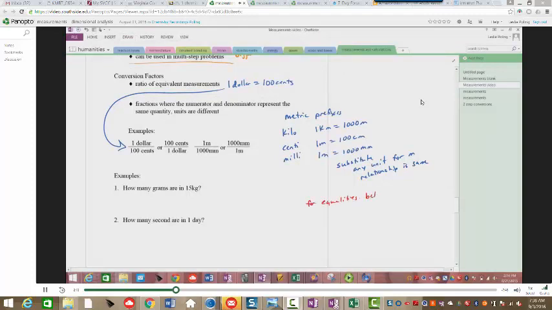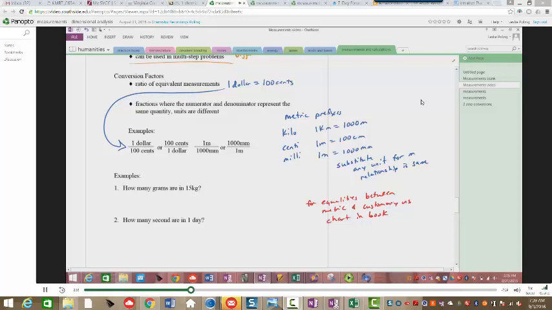For equalities between metric and the customary US units like inches and whatnot, there's a chart in your book.